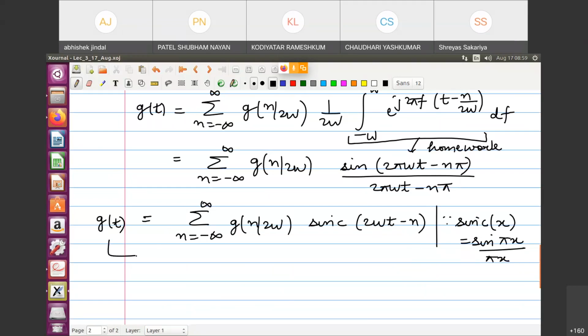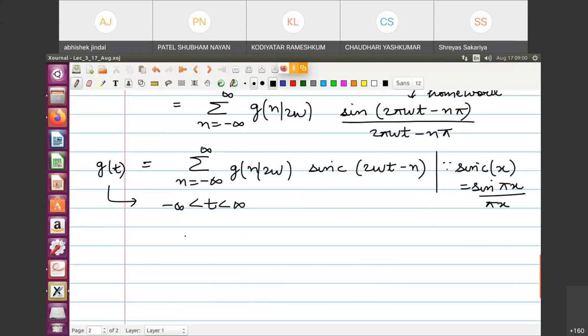Now this holds for t from minus infinity to infinity. See, above, n is discrete, n is an integer. If I write n from minus infinity to infinity, n will take integer values, but here t is a real number, so it will take any value from minus infinity to plus infinity. So we see that g(t) can be written in terms of the samples with the help of sinc. What is the interpretation for this? This is the interpolation formula.